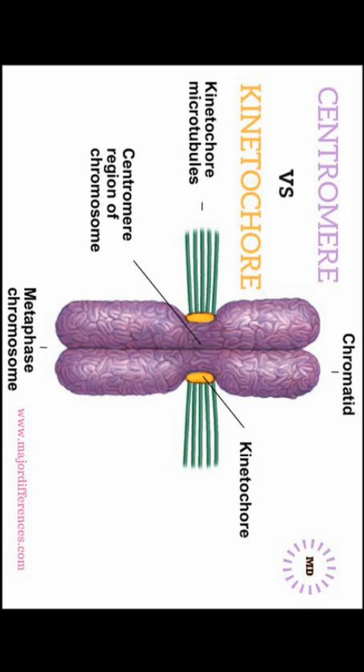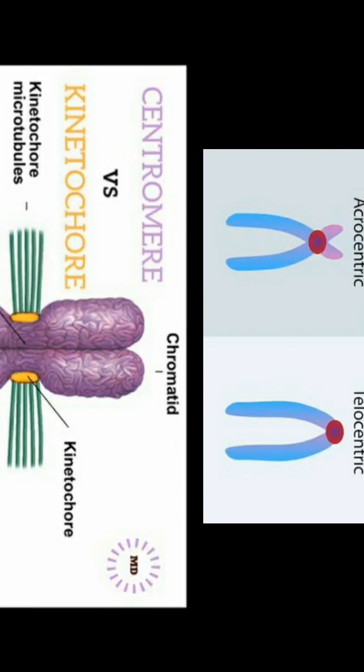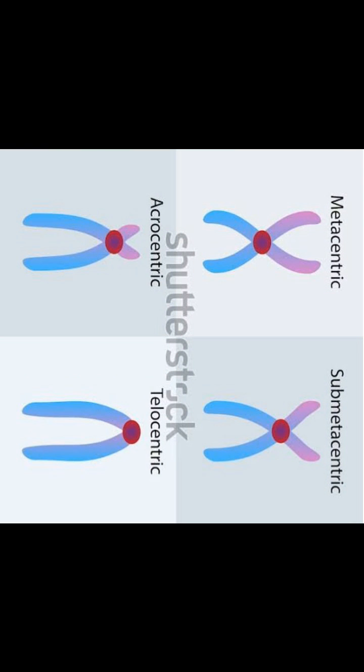Next, based on the position of the centromere, the chromosomes are generally and broadly divided into different categories. There are four in number. How many types? Four types in number. So there are four types of chromosomes you can see on the screen. First one metacentric, second one submetacentric, third one acrocentric, and last one telocentric. Now let us discuss each one.